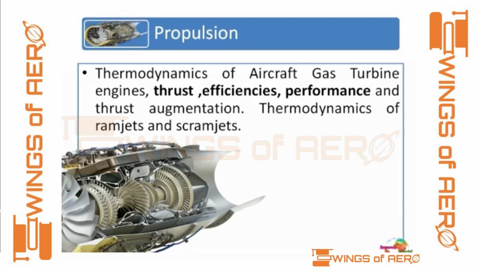Now comes propulsion. Here's the first sector. You can see thermodynamics of aircraft gas turbine engines. Here you have three basic gas turbine engines: turbojet, turboprop, and turbofan. How they are interrelated, and especially in turbofan, you have to focus on a formula based on bypass ratio. And how these three categories are related to thrust, efficiency, and performance, and their characteristics. Then comes thrust augmentation and its formulae, it's very important. Then ramjet and scramjet, what the formula is, it's very important, and the thermodynamic cycle.